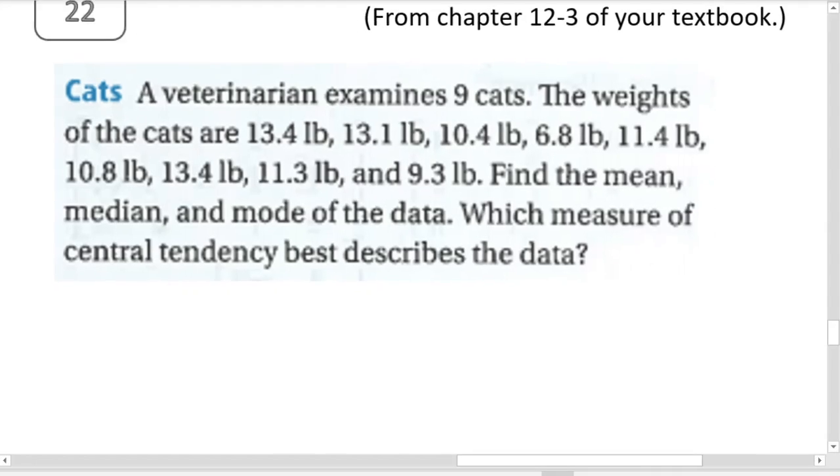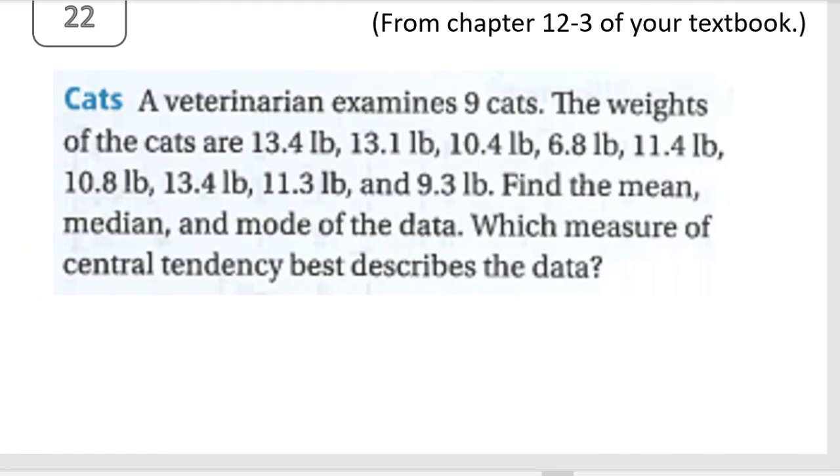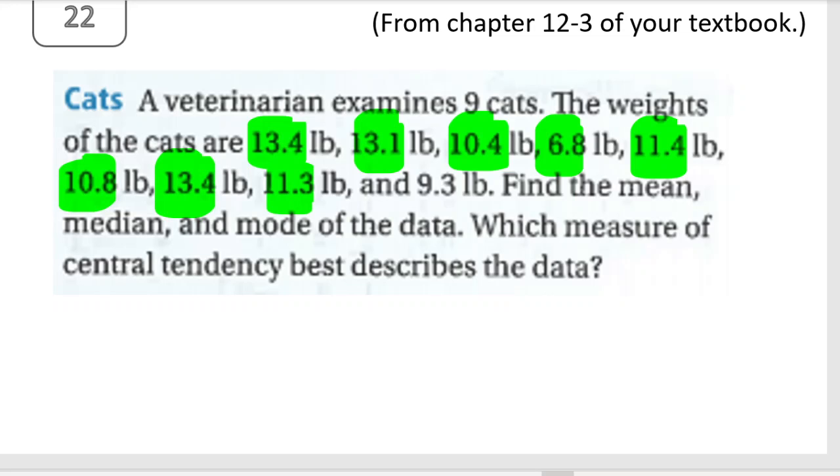The veterinarian examines 9 cats. The weights of the cats are listed right there. Highlight them. So 1 weight, 2, 3, 4, 5, 6, 7, 8, 9 cats. There we go. We want to find the mean and median and mode of the data. And we're asked, in our opinion, which measure of central tendency, which one of those 3 best describes the data.